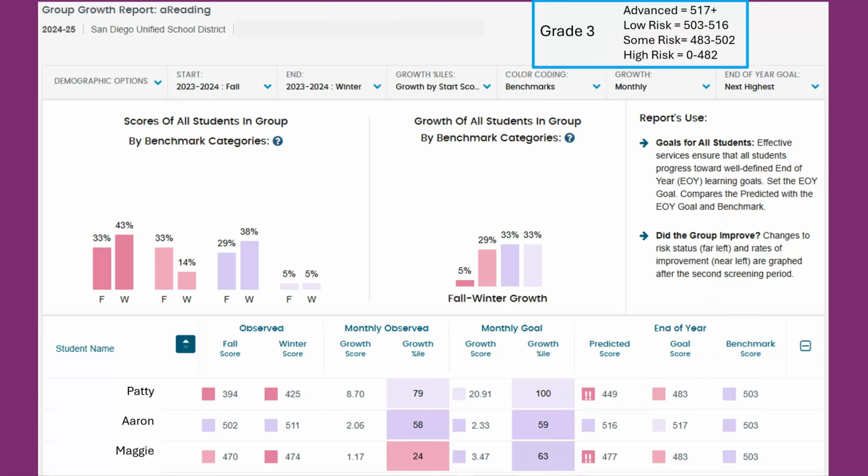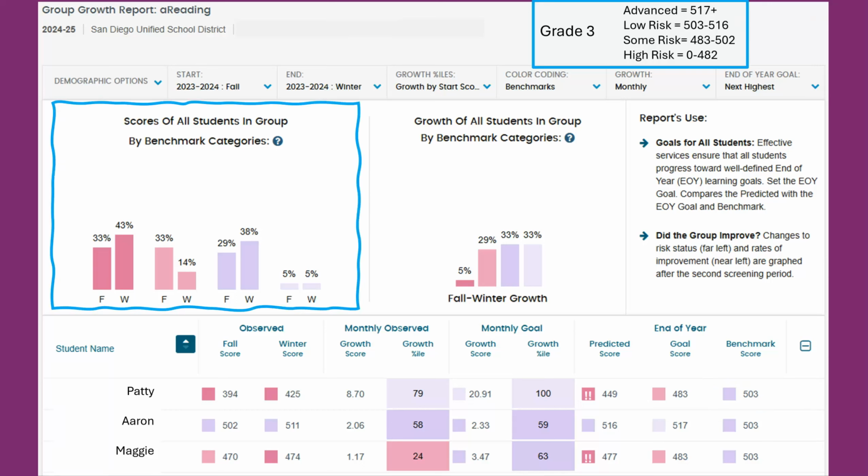In this last column, we see the benchmark score, and you'll notice that it is the same for all students. That is because this is set to the minimum score needed to achieve low risk. Now that we've seen how this report works at the individual student level, let's look at the bar charts, starting with the one on the left.